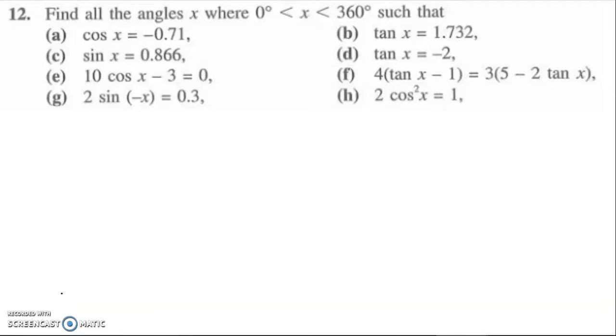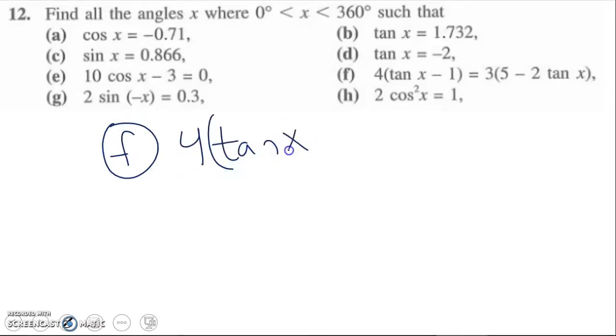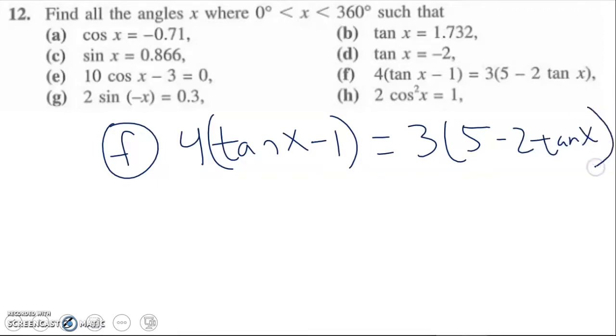Let's do F. I think F would maybe give some of you guys problems since you have two tan functions. The most important thing you can do is replace tan x with something else. So I'm doing F now. 4 tan x minus 1 is equal to 3 times 5 minus 2 tan x. I would replace tan x with something else.